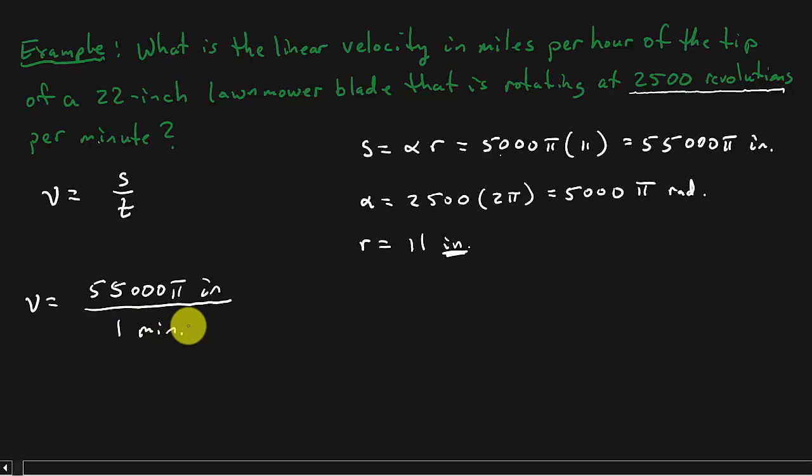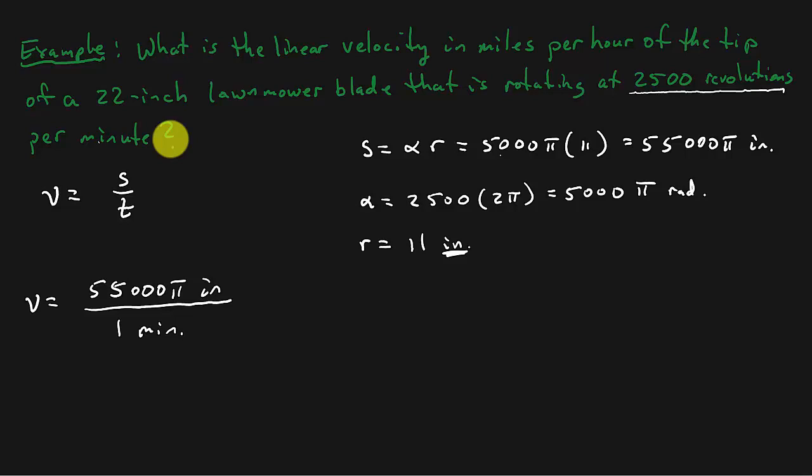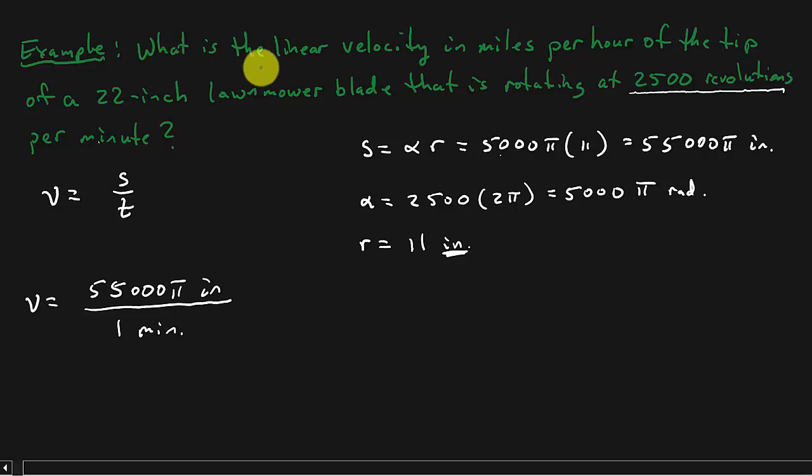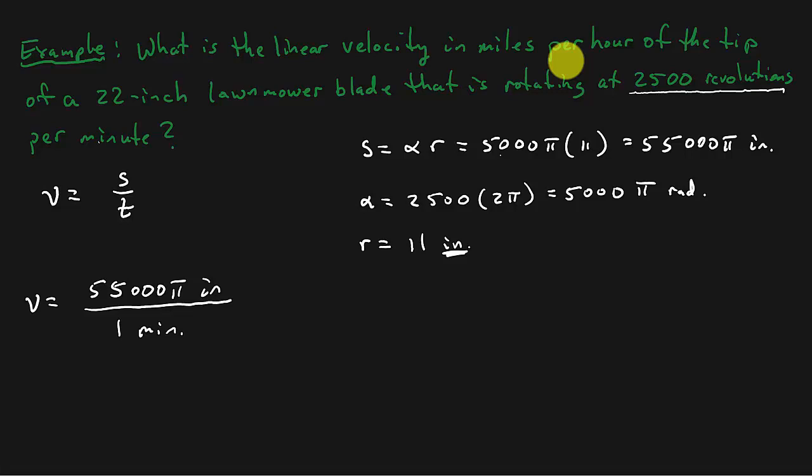Now, notice during this whole time, not once did I think about what they wanted the final answer in. All I did is I found the linear velocity based on the units that were given. Now, let's go back and find out what they want the units in. So what is the linear velocity in miles per hour? Miles per hour.